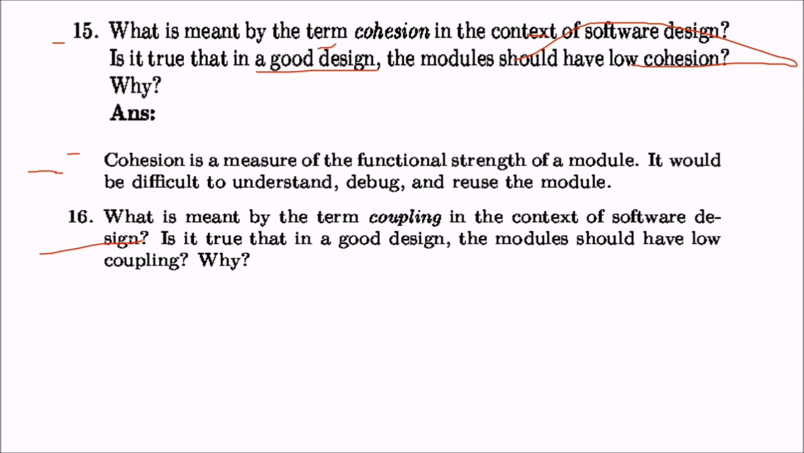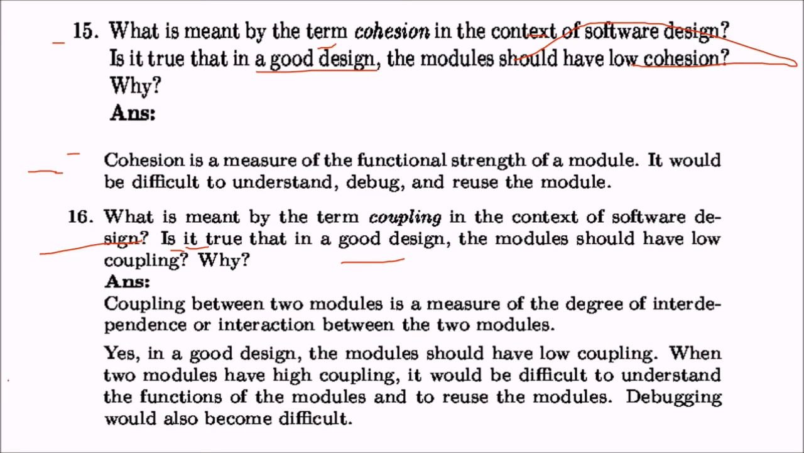Question 16 is what is meant by the term coupling in the context of software design. Is it true that in a good design, the module should have low coupling? First, we'll answer the second one. It is true actually. The module should have as low coupling as possible. That means the interdependency between two modules should be as small as possible.